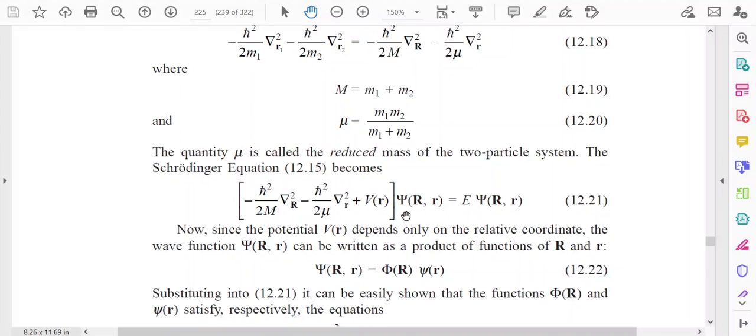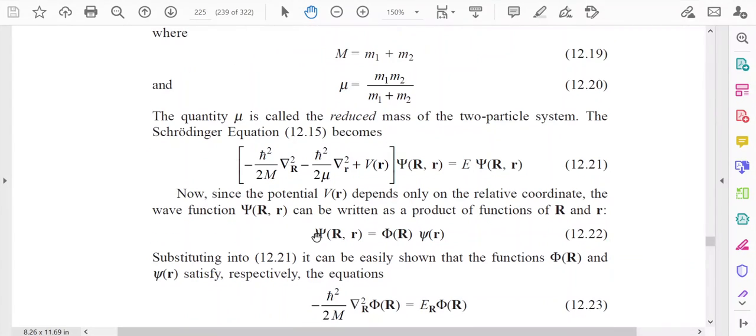Now the potential V depends only on the relative coordinate. The wave function ψ(R, r) can be written as a product of the functions of capital R and small r, as it depends on capital R and small r. So we can write ψ as a product of Φ, which is a function of capital R only, and ψ, which is a function of small r only. So ψ can be written in this product format.